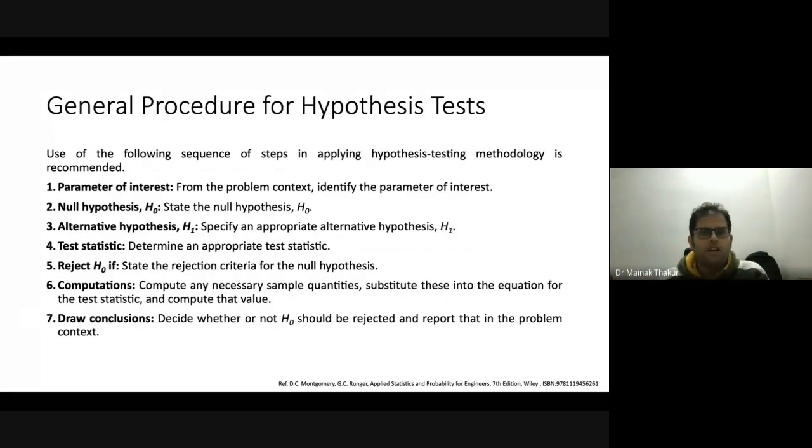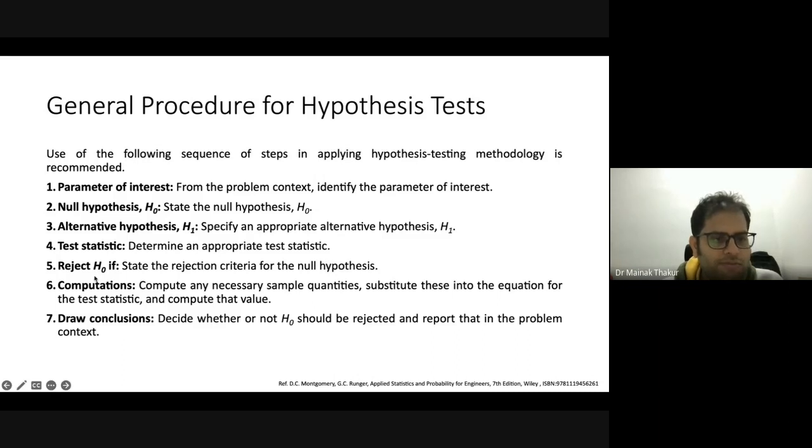General procedure for hypothesis tests. Use of the following sequence of steps in applying the hypothesis testing methodology is recommended. Parameter of interest: you need to identify the parameter of interest from the problem context. In the last case it was mu, right? Null hypothesis: you state the null hypothesis H0 and the alternative hypothesis H1. Test statistic: determine an appropriate test statistic. The test statistic may be the sample mean or some function of the sample mean, that we'll see.